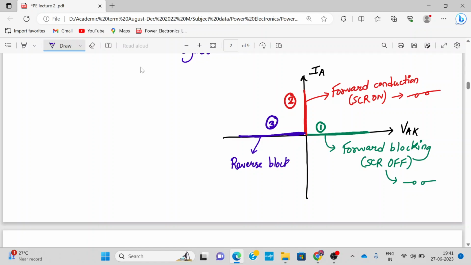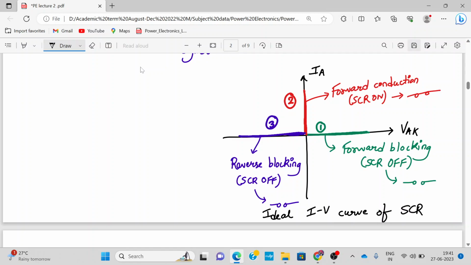Reverse blocking mode of SCR. And here also SCR is off, and whenever SCR is off, it will behave as an open circuit. Okay, and this entire characteristic is called the ideal IV characteristics or ID curve of SCR. So kindly make a note of it.